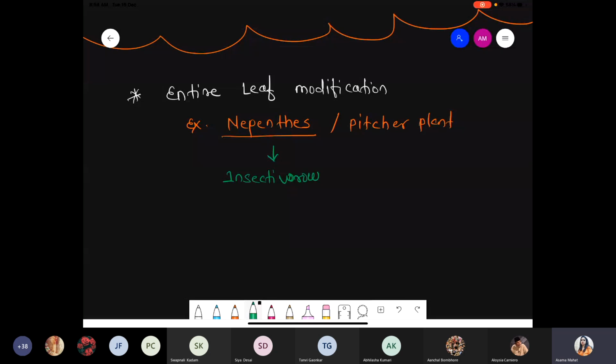We have seen Utricularia so far. Utricularia is also an insectivorous plant. Now we are talking about Nepenthes. Nepenthes is also called an insectivorous plant.